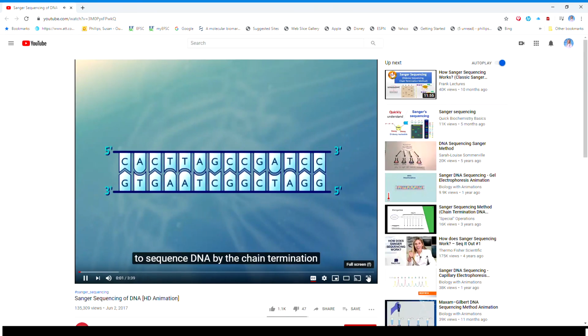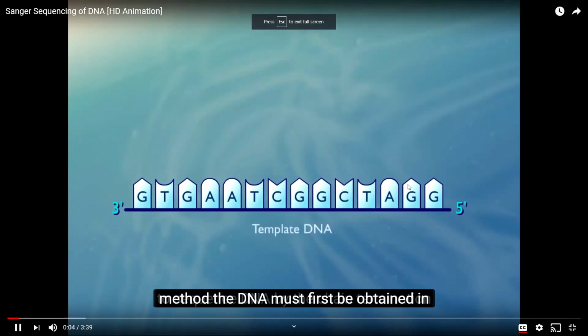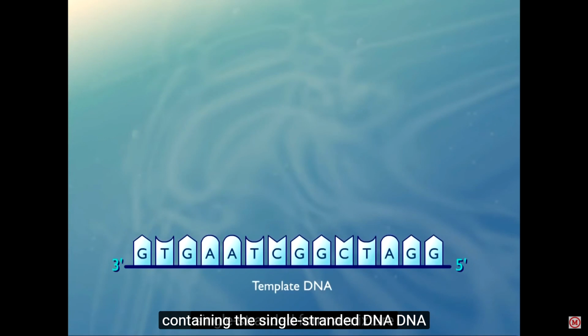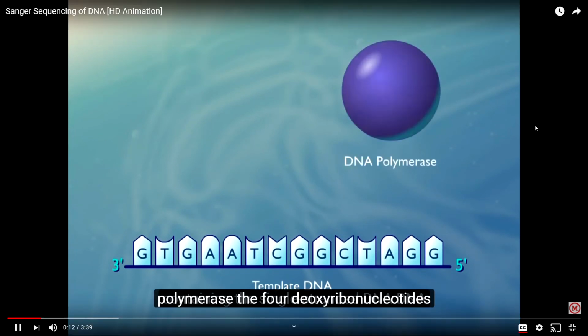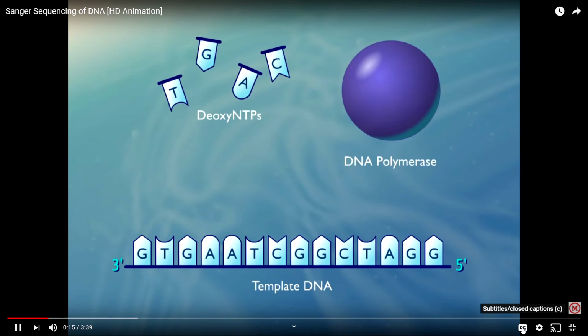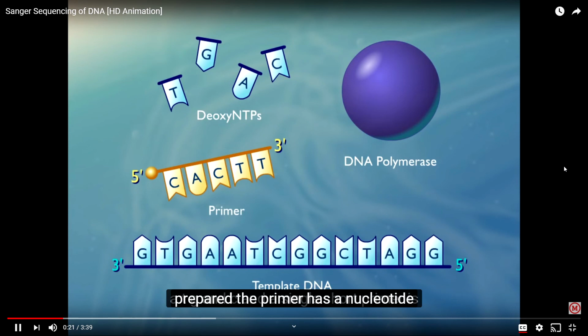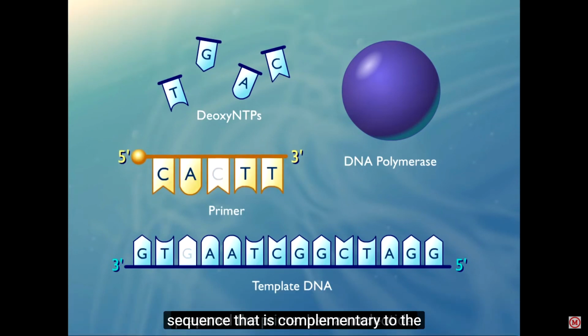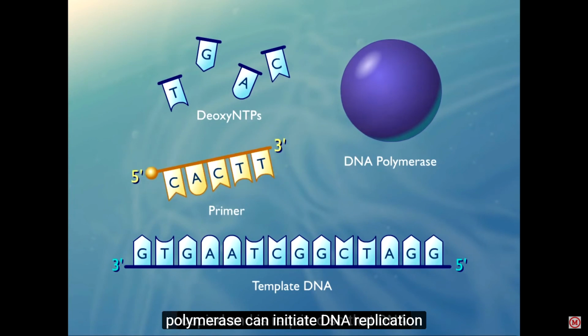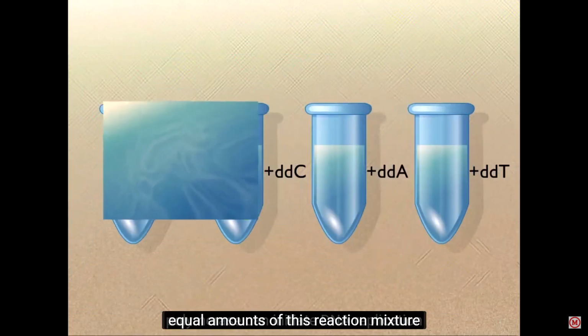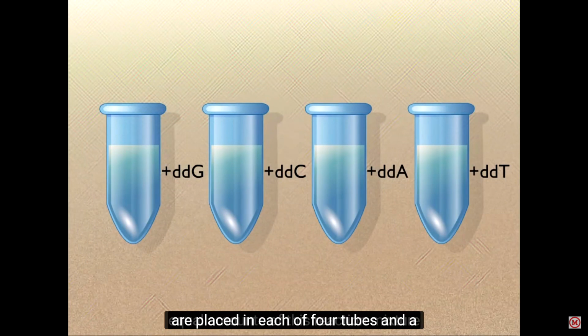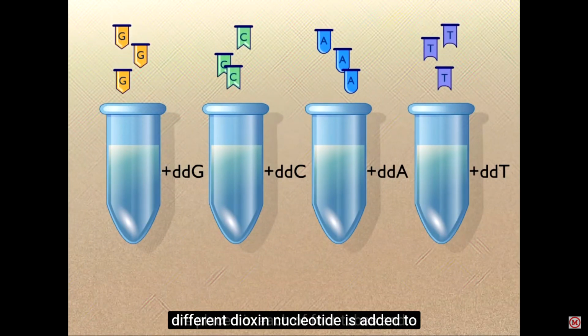To sequence DNA by the chain termination method, the DNA must first be obtained in single-stranded form. A mixture containing the single-stranded DNA, DNA polymerase, the 4 deoxyribonucleotides A, T, G, and C, and a single short primer is prepared. The primer has a nucleotide sequence that is complementary to the 3' end of the region to be copied, and is required so that DNA polymerase can initiate DNA replication. Equal amounts of this reaction mixture are placed in each of 4 tubes, and a different dideoxyribonucleotide is added to each tube.